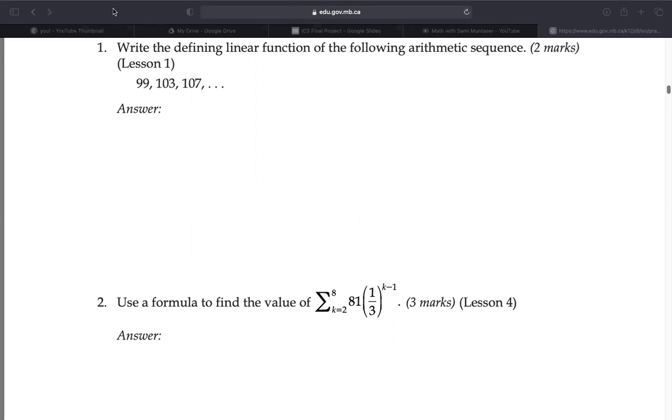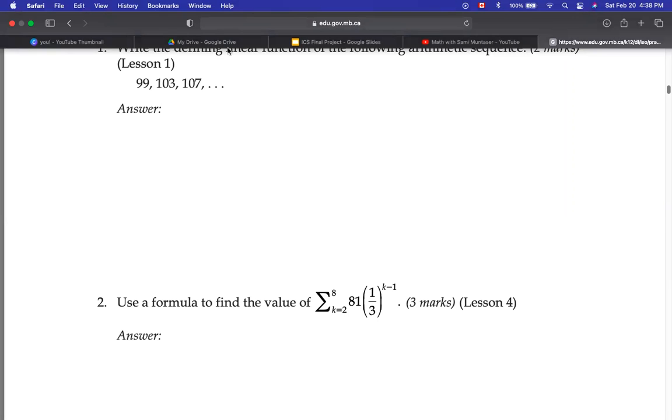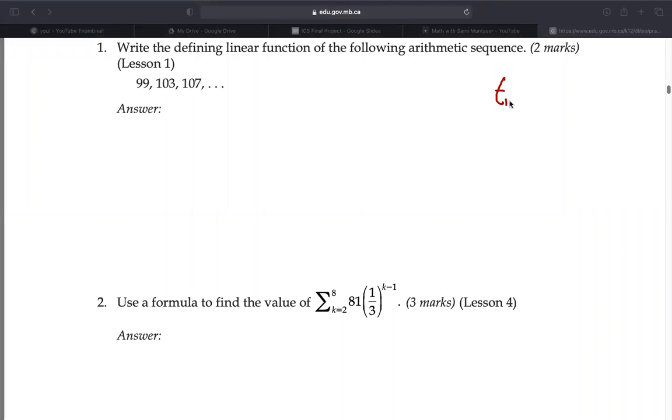The first question right here is, write the defining linear function for the following arithmetic sequence: 99, 103, 107, and continuing. First of all, we have to remember the formula for the arithmetic sequence, and it is Tn equals a plus (n minus 1)d.